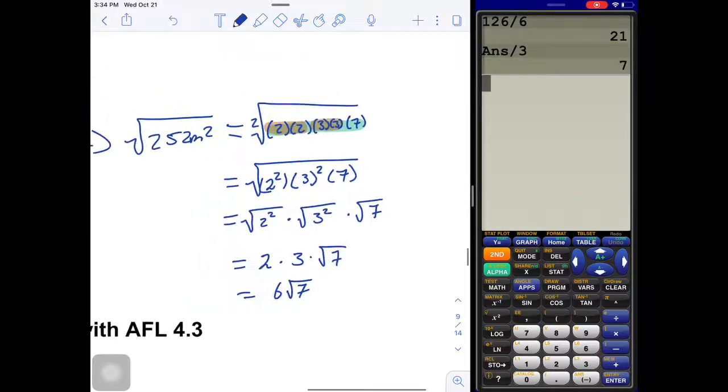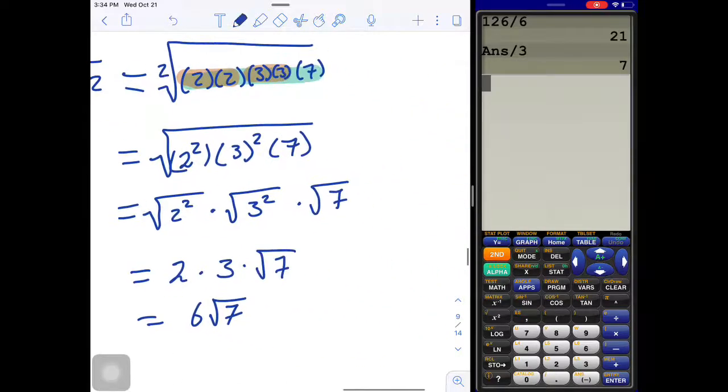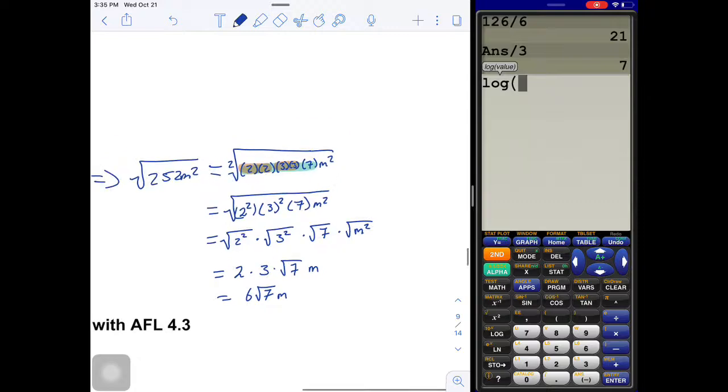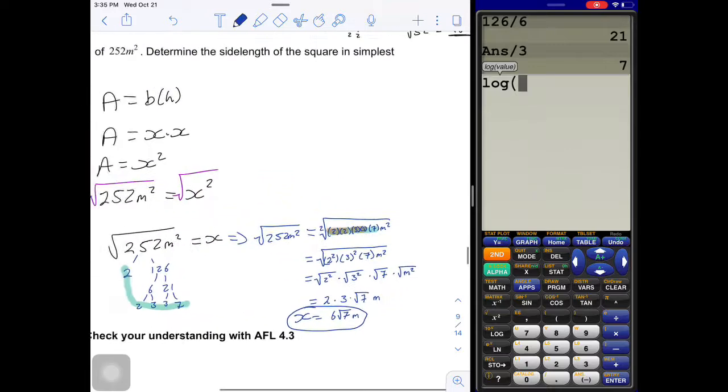And now check this out, this is kind of interesting. This meter squared would have followed along here. Something to note though is you could actually take this out and square root that. So this is just the square root of m squared, which equals m. And that's where your meters come from when you square root something. Okay, so this is my side length, 6 root 7.